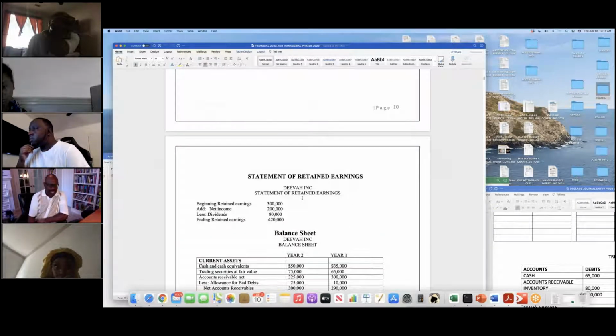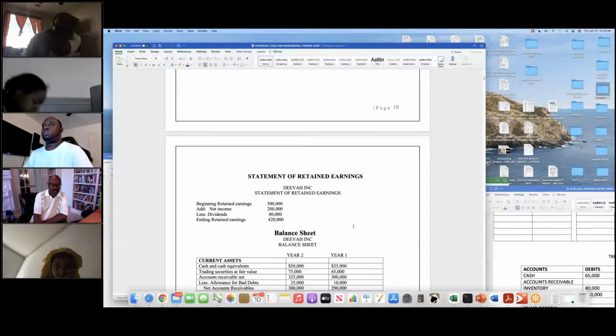Then we do a statement of retained earnings, which says, given the income we made, how much of it do we keep in the business? This statement always looks like this: beginning retained earnings, add net income, less dividends, ending retained earnings.